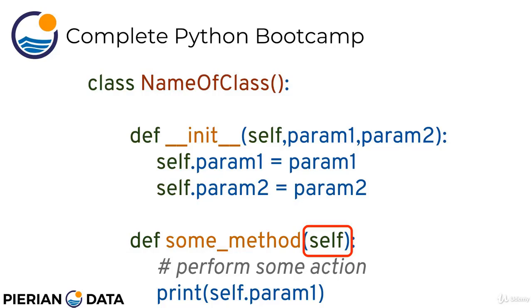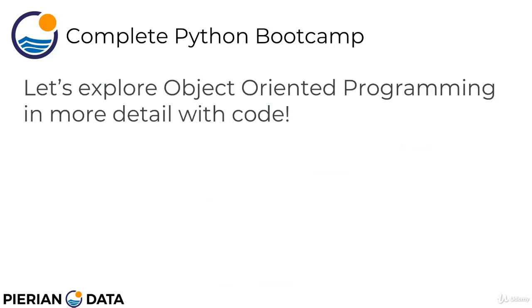And that's why we use the self word, to connect these methods to the class so that when you call something like self.param1, it knows that you're referring to the attribute param1 that's connected to the class itself. Okay, so we're going to explore object-oriented programming in a lot more detail, take it really slowly step by step in the next series of lectures.